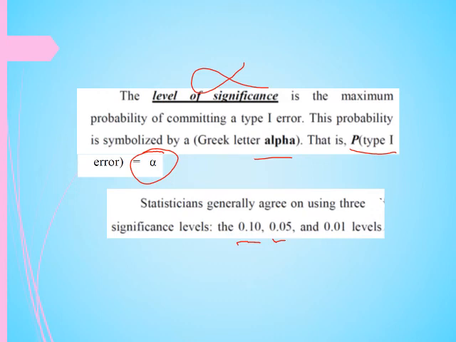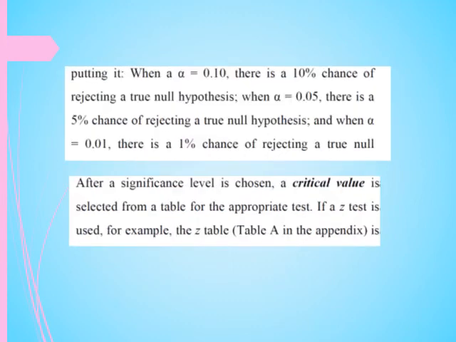This means we have a type 1 error, which is committing a type 1 error: rejecting the null hypothesis when it's true. So the null hypothesis, with 0.1, means a 10% chance of rejecting the true hypothesis. There is a 5% chance of rejecting a true null hypothesis. This is what the level of significance means. Again, the level of significance represents a type 1 error, and type 1 error means rejecting a true hypothesis, rejecting the null hypothesis when it's true. Okay, so it may take 10% or 5% or 1%.